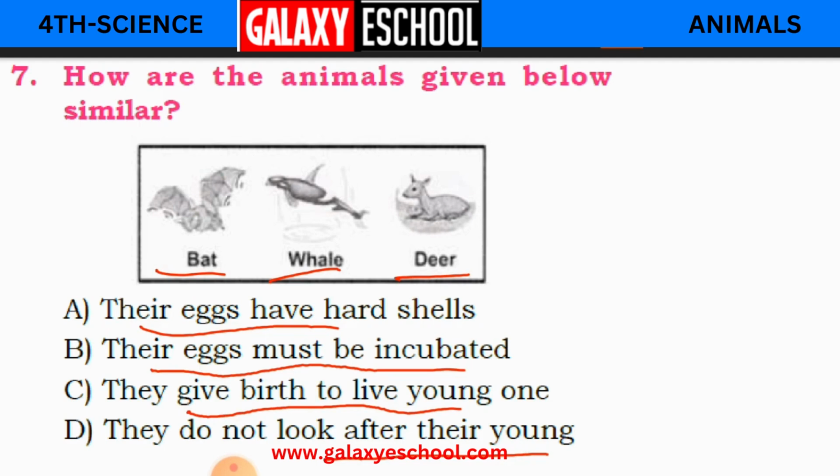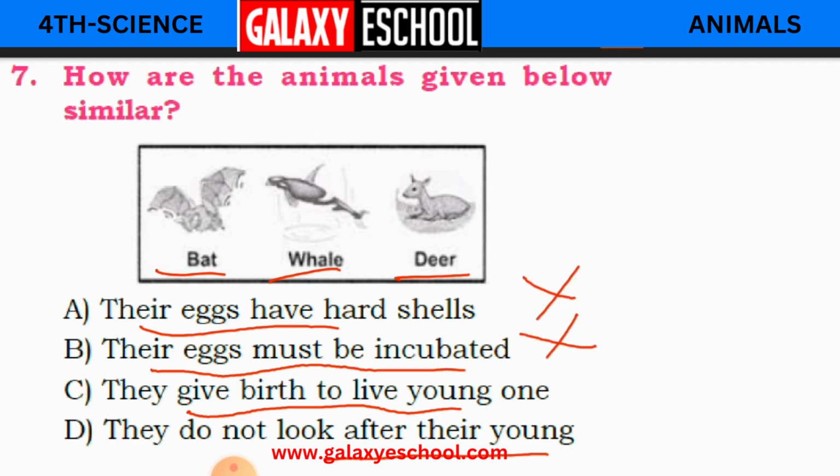Okay children, which will be the correct one? Do their eggs have hard shells? No. Actually they do not lay eggs. So A option is wrong. B, their eggs must be incubated. Incubated in the sense, children, providing some warmth to the eggs. Because they do not lay eggs, this option also becomes the wrong answer.